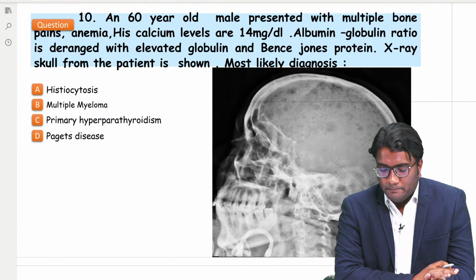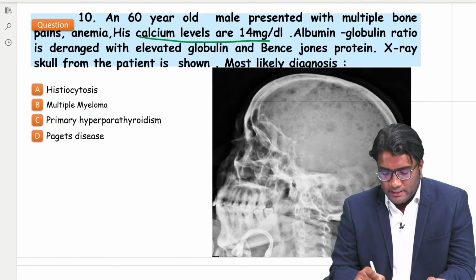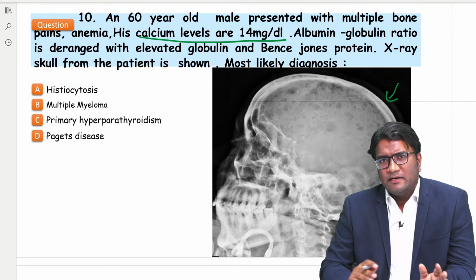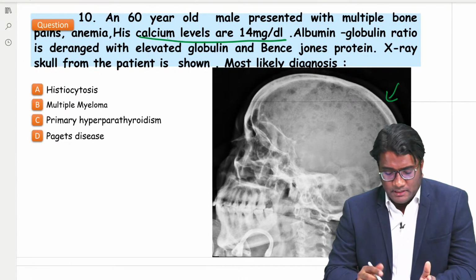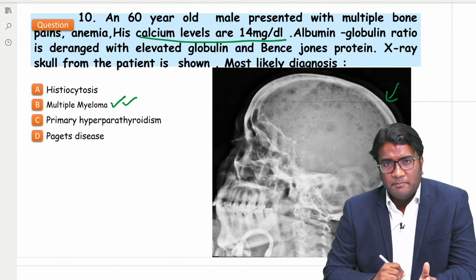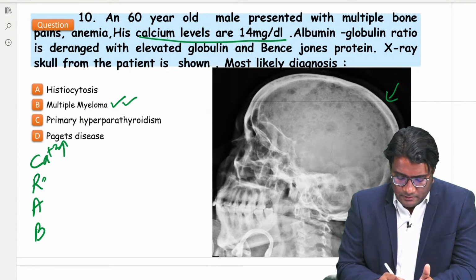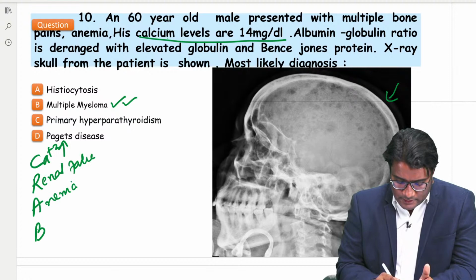Look at this next question here. A 60-year-old male presented with multiple bone pains, anemia. His calcium levels were elevated. Albumin globulin ratio is deranged with elevated globulin. Bence Jones proteins are seen. A skull radiograph is given. So very standard. This cannot be more simple, right? So this is multiple myeloma. So clinical features of CRAB were given. What is CRAB? Hypercalcemia, renal failure, anemia, bone pains. All of that is there.